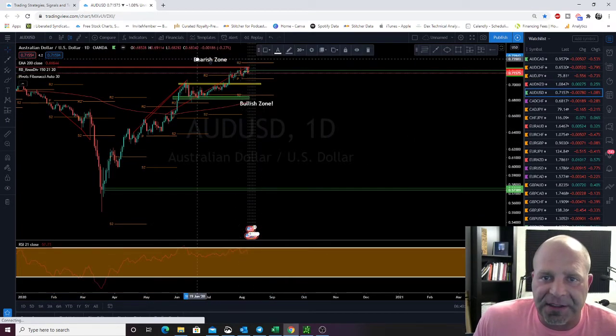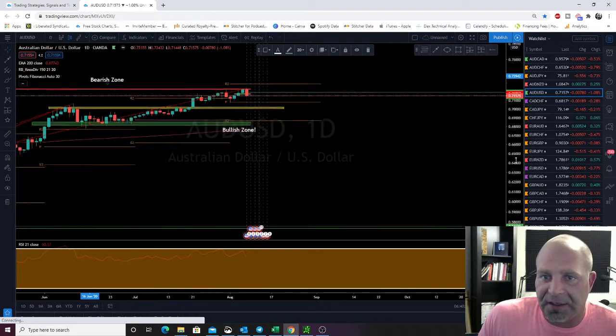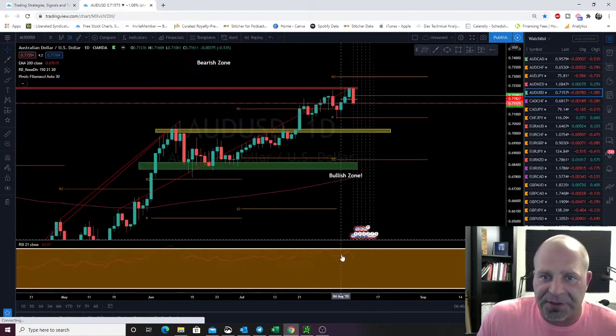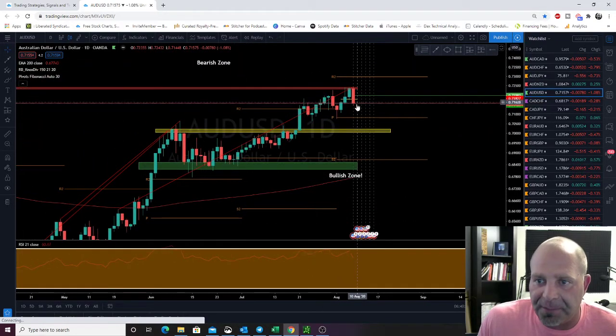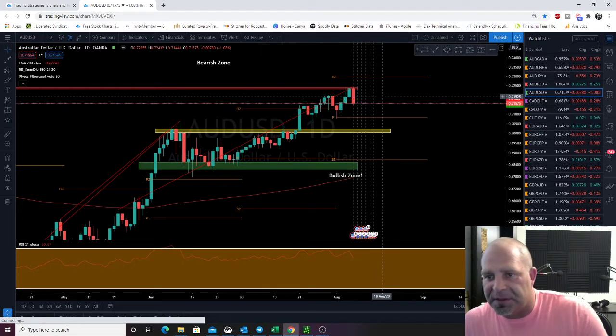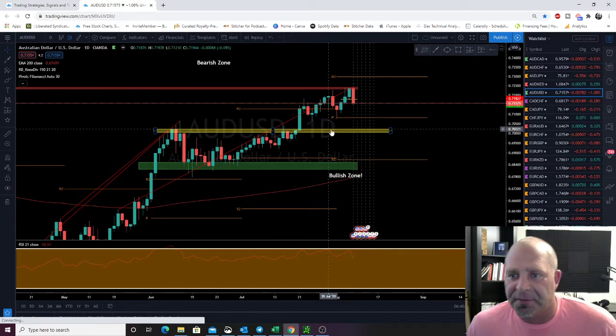Looks like we're testing the bearish zone right now, and we've started to respect it, right? Look at that big push off. Busted through that inflection zone, busted past that line on that smaller time frame.